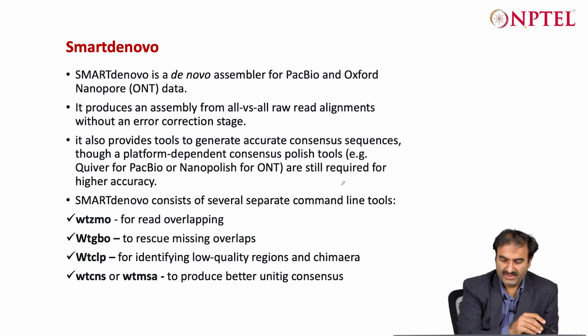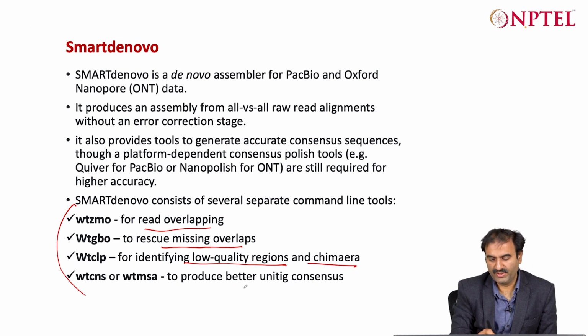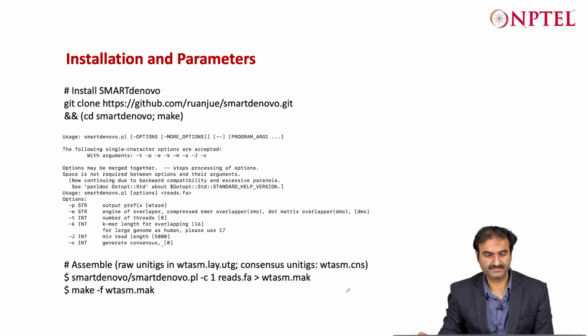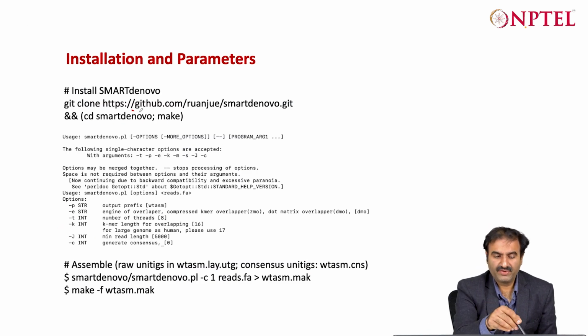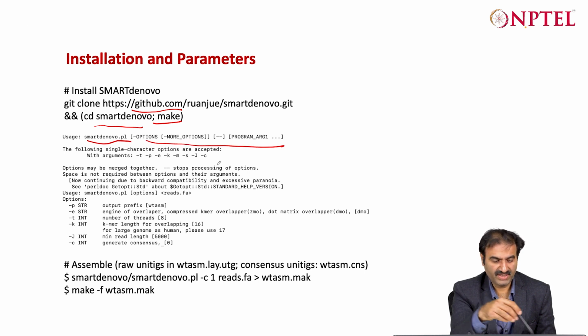Okay, so there could be 4 different command line tools for this, to do the read overlapping, rescue the missing overlaps and identify the low quality regions in k-mers, and then to produce the final unitig or the consensus. Again, this can be got from the GitHub site, and once you have downloaded it, you can go to the directory with cd and do the make, which will install it for your system. Then usage is like you can say smartdenovo.pl, and the options that you can give with various arguments.